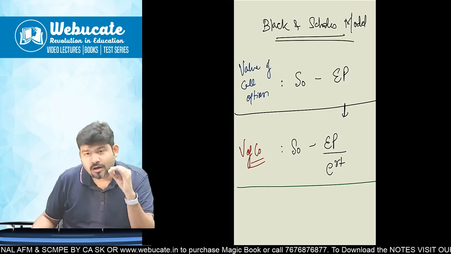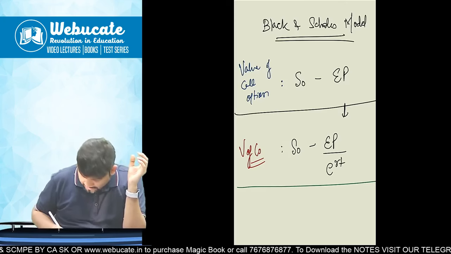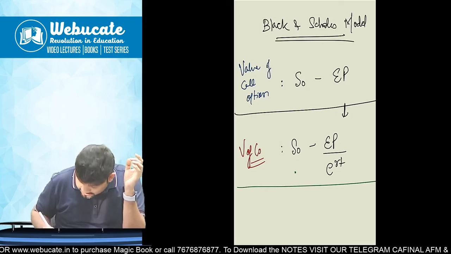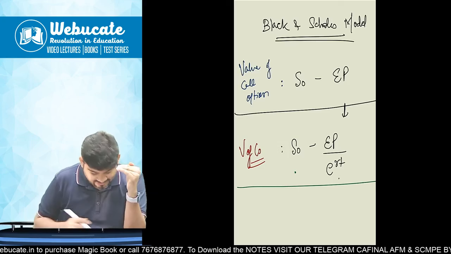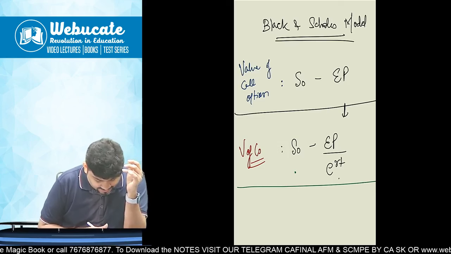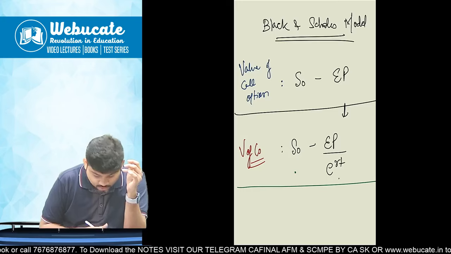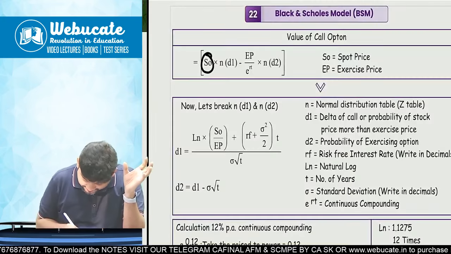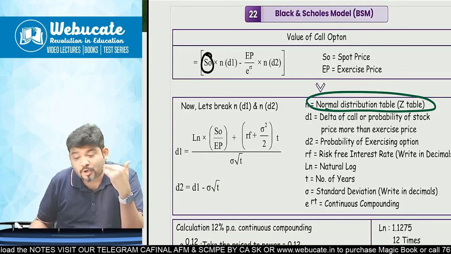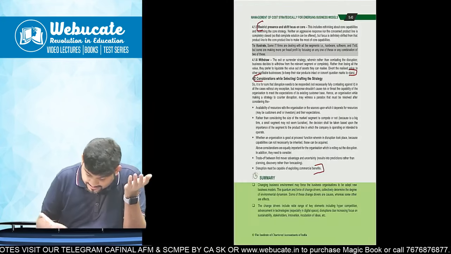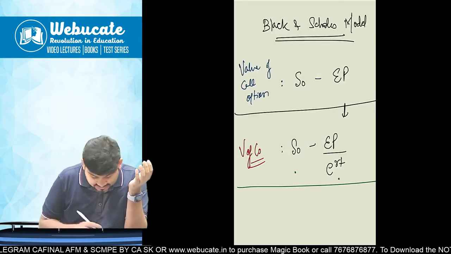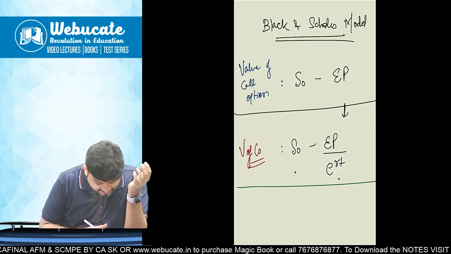Now, here they are saying that this spot price, which we can see here, and this exercise price that we can see here will be multiplied by the normal distribution. That's what our working will now include. We will have the normal distribution table, the Z table, to know about the probability. So what will be the probability that this spot is going to be there? What will be the probability that this exercise price is going to be there?